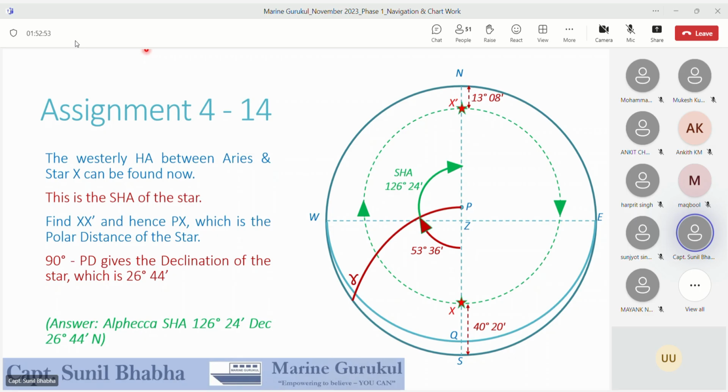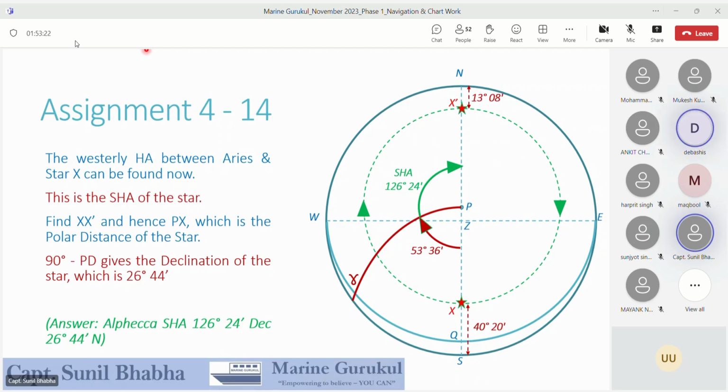So in order to identify a star, if my SHA matches but declination does not match, can I say that it's the star? No beta, all going well, both of them should be matching. They may not be accurate values exactly as given in the table, but they need to be close. Both of them should be close to the values given in the table, the SHA as well as the declination.